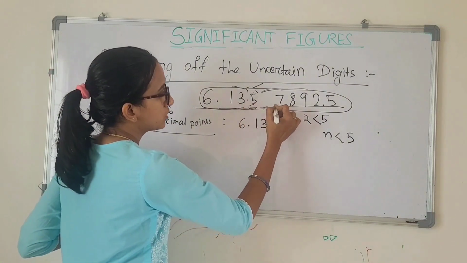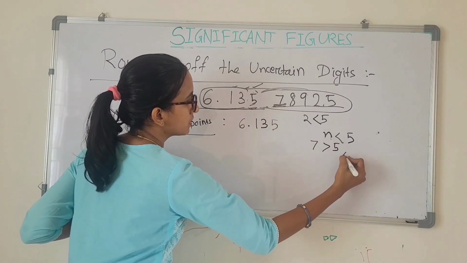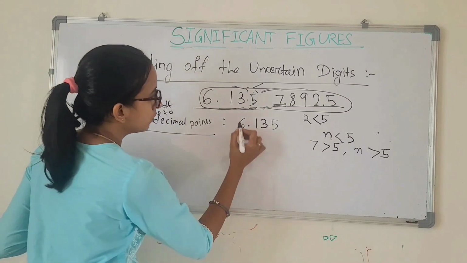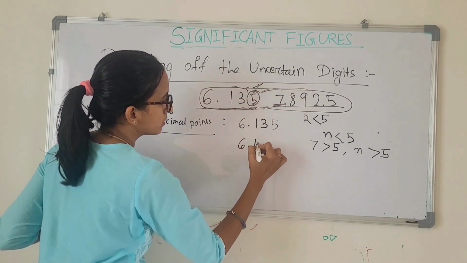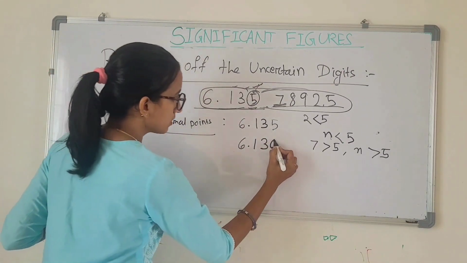Here after 5, which number is there? 7. So 7 is greater than 5. In that case, what will you do? You will add 1 to this 5. So the rounded result will be 6.136.